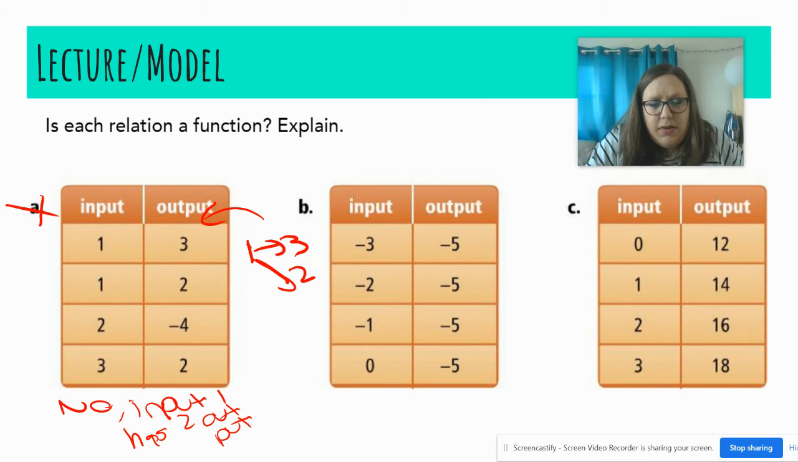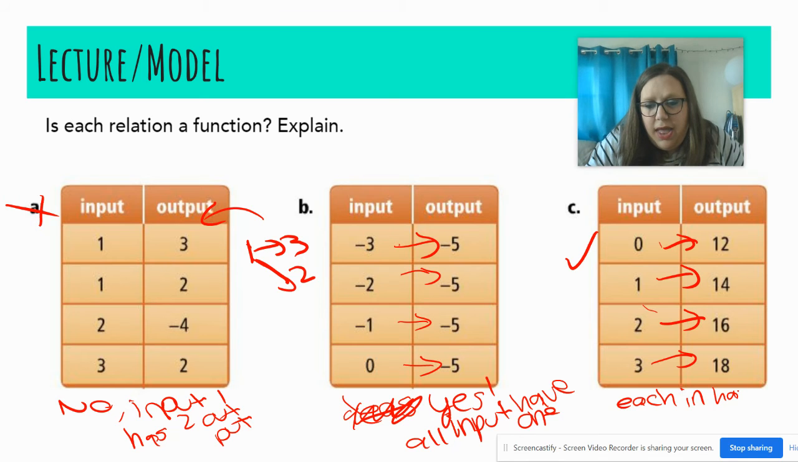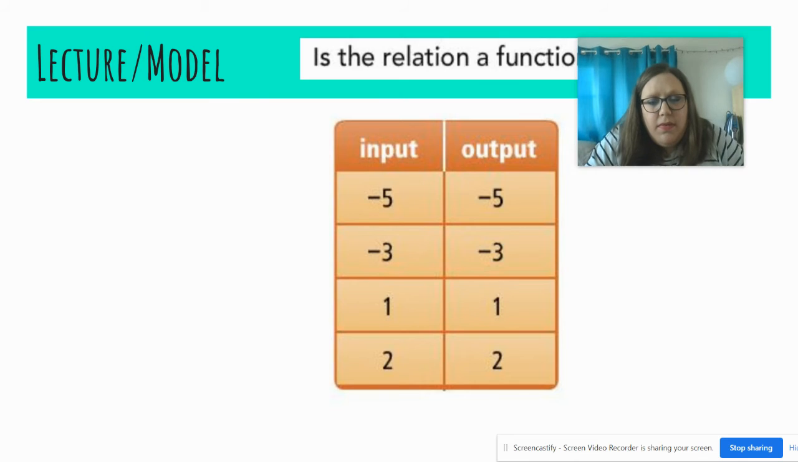All right, let's look here. I have -3, 5, -2, -5, -1, -5, and 0, -5. Yes. All inputs have one output. Here I have 0, 12, 1, 14, 2, 16, and 3, 18. Yes, that is a function because each has one output. Each in has one out. Okay, we're going to skip over that.